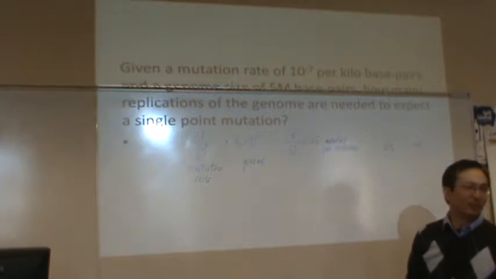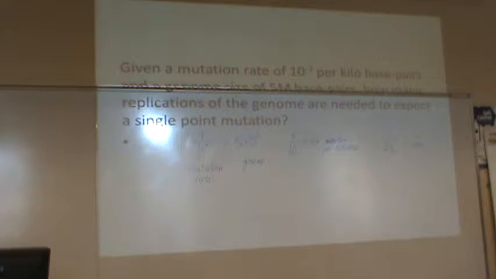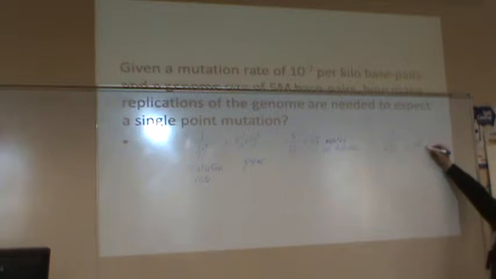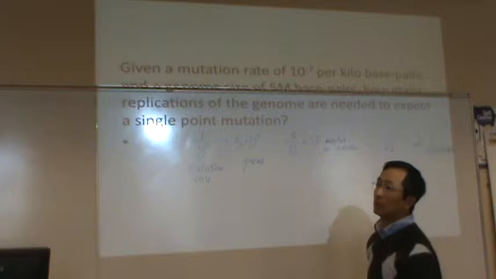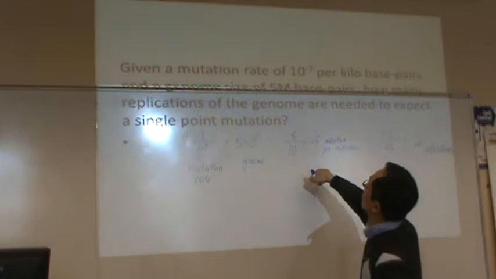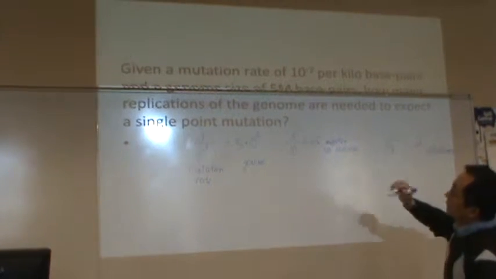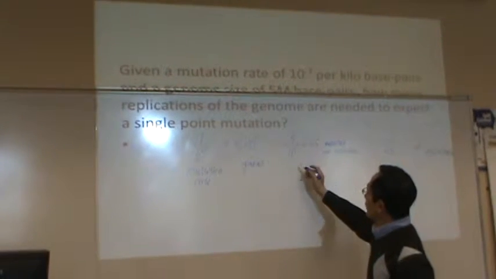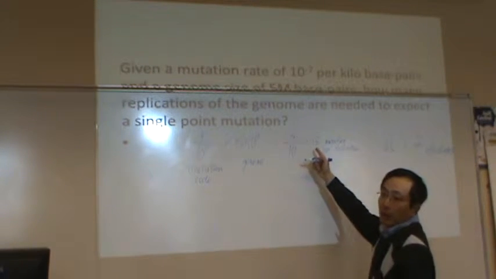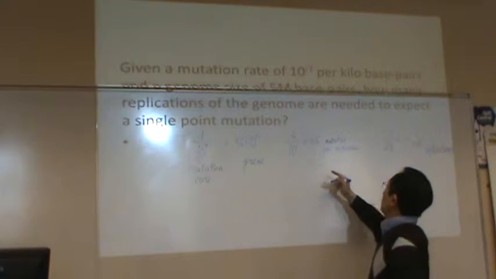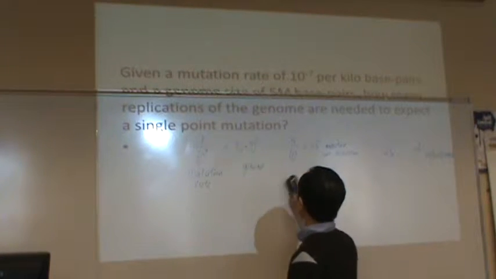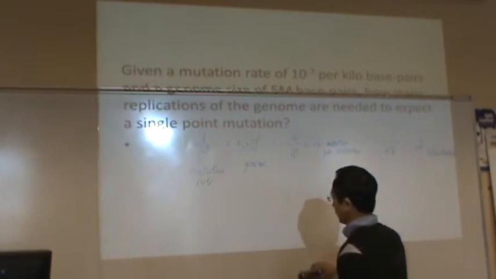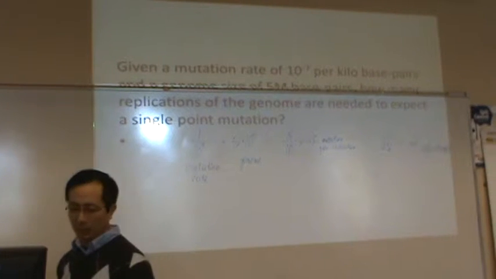So, 2 replications. Is that replications in the entire chromosome? Yeah, the entire genome, right. So the bacterial genome is circular. We replicate once, have half a mutation. And if we want to get one mutation, then we need to replicate twice. It's actually pretty straightforward once you think it through.